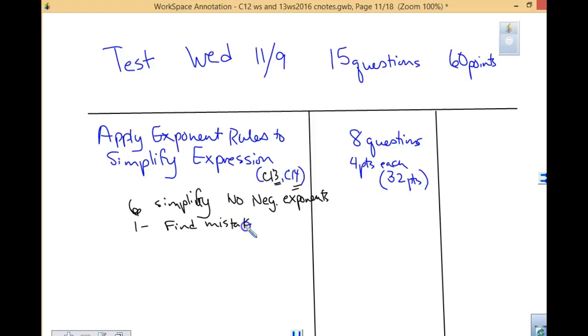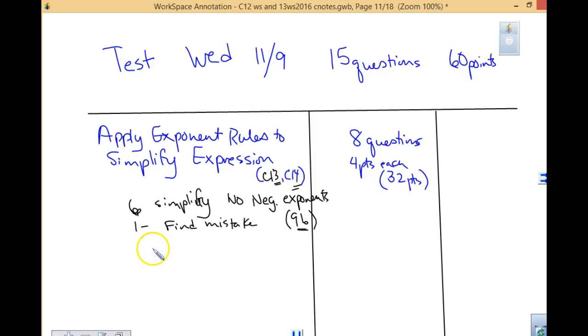Tell me who did theirs wrong. I'm going to show you the work of 2 people doing a problem, and I'm going to say find the mistake, kind of like the 9B, okay? So of the 8 questions, 6 of them are just going to be simplified. 1 is find the mistake, so that's like that 9B worksheet that I'm asking that you turn in today.